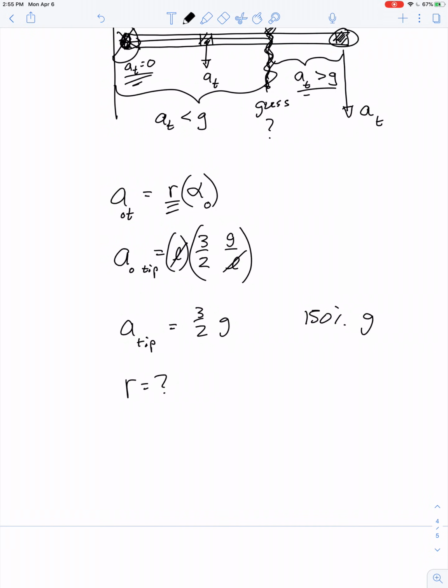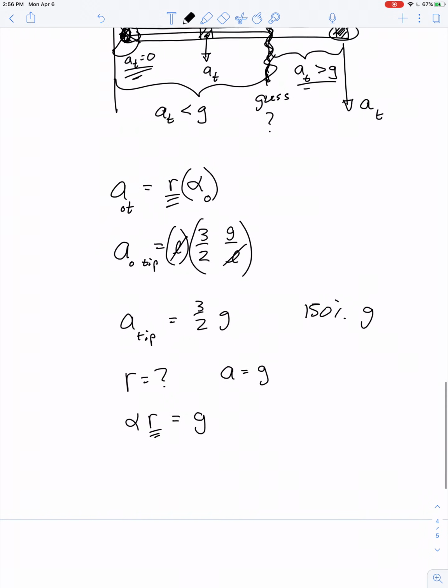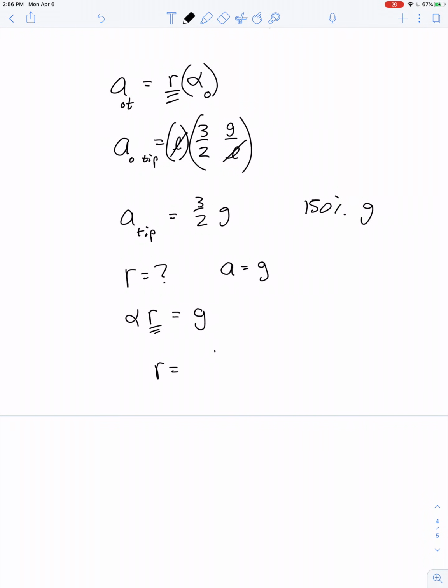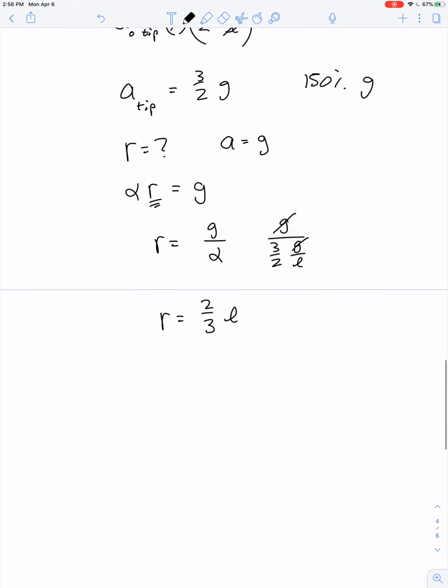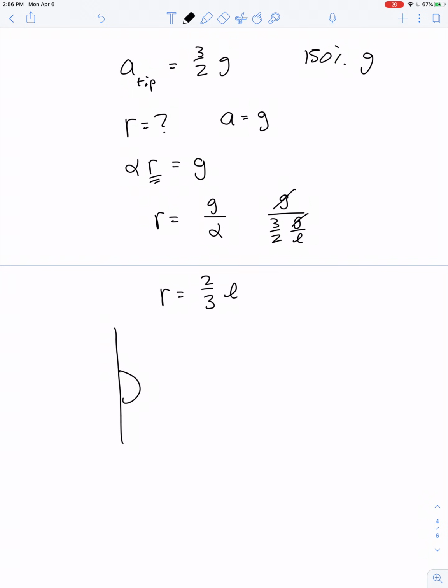So what's the location for a point that has an acceleration exactly equal to g? In other words, if alpha times r has to equal g, then what's r? r would be g over alpha. So if I take g and divide it by 3/2 g over L, g cancels out, and this is the same thing as r equals 2/3 L. So in my drawing, I think I made a pretty good guess.